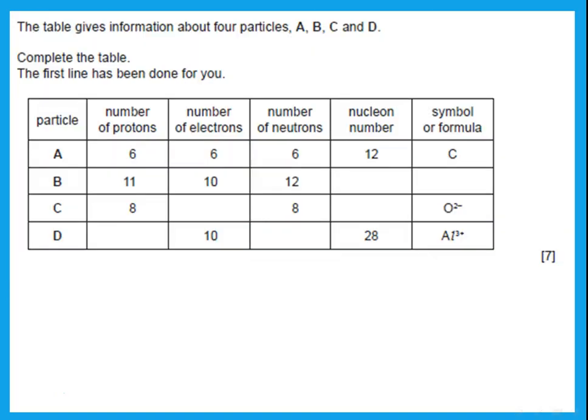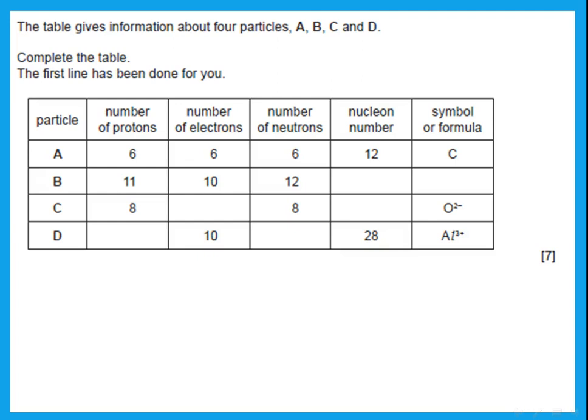So let's try this example. The table gives information about 4 particles, A, B, C, and D. Complete the table. The first line has been done for you. So he's giving a certain particle, which I don't know what it is, but if he tells me that the number of protons is 6, remember that the number of protons is unique for each atom. No two atoms will have the same number of protons. So the number of protons identifies the atom.